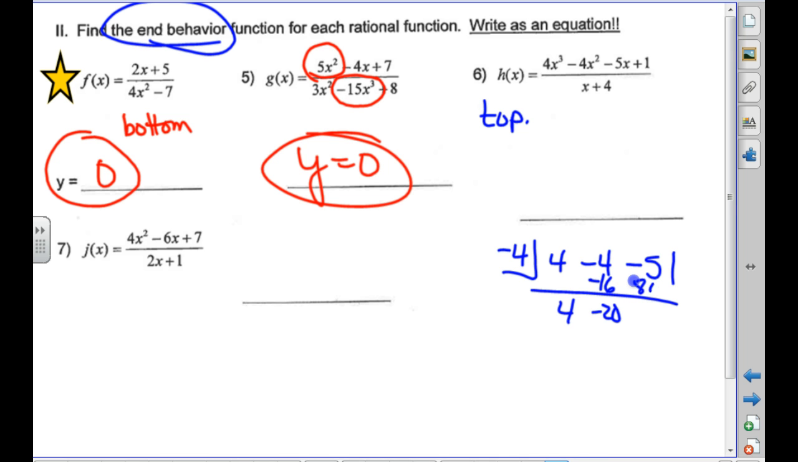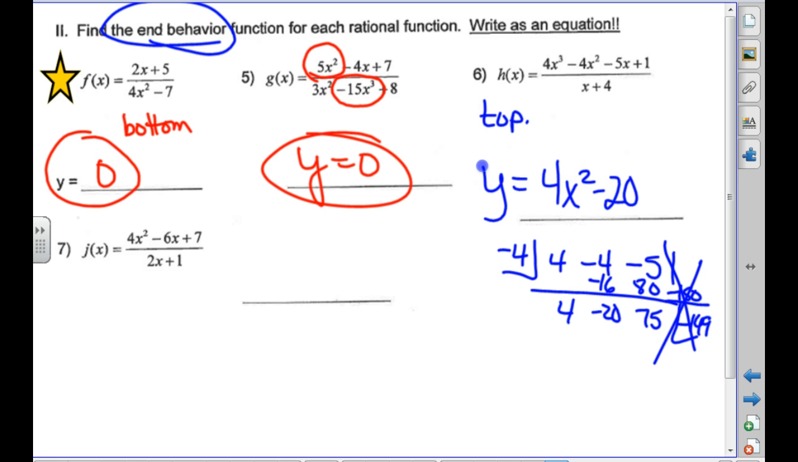Somebody check me if I'm doing something wrong here, but I think I do remember that this was really ugly. Okay, we get to ignore this whole remainder business. So this ugly quadratic is the end behavior that this would approach out on the far left and far right. It's going to look like a parabola, except it's going to have an asymptote in it.